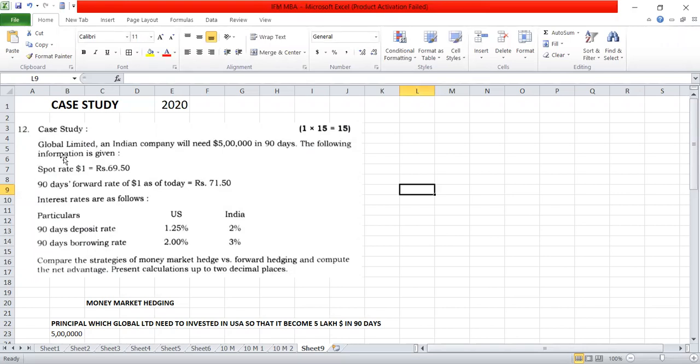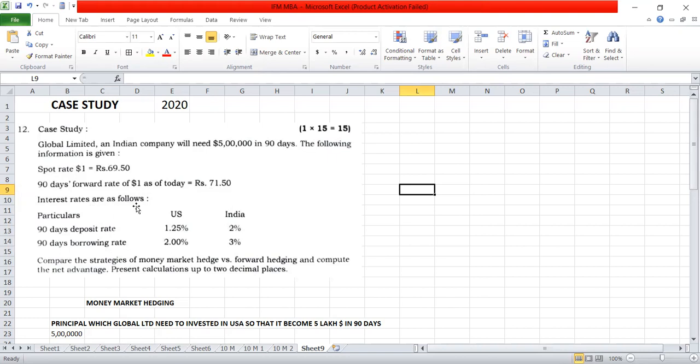Now see this question. Global Limited, an Indian company, will need 5 lakh dollars in 90 days. They want 5 lakh dollars and will repay in 90 days. The following information is given. Spot rate for $1 is 69.50. And the forward rate for $1 for 90 days, as of today, is 71.50. So it's the rate after 90 days.